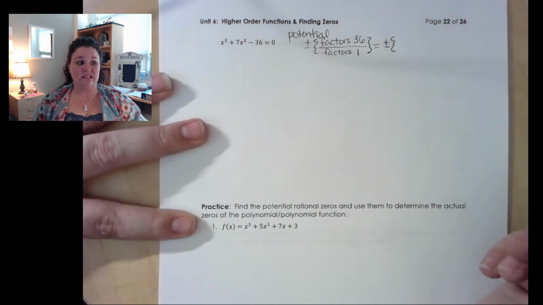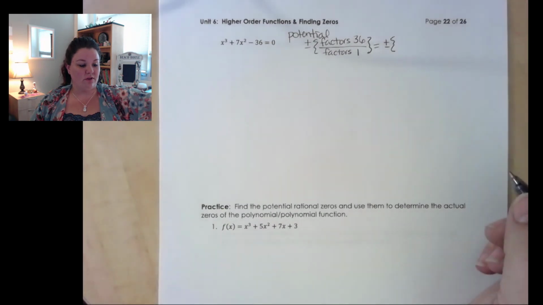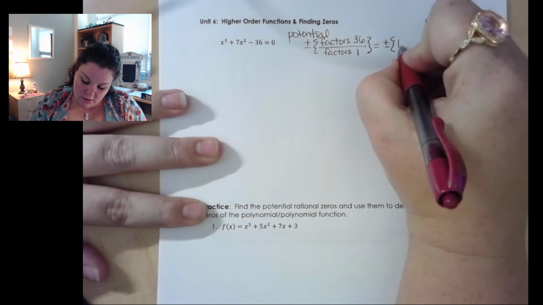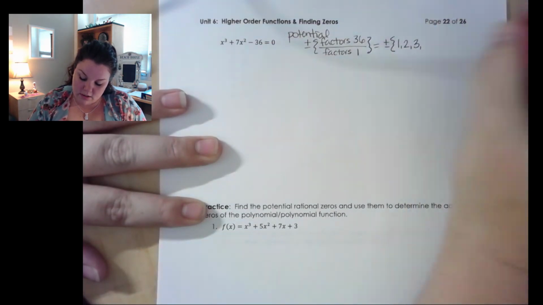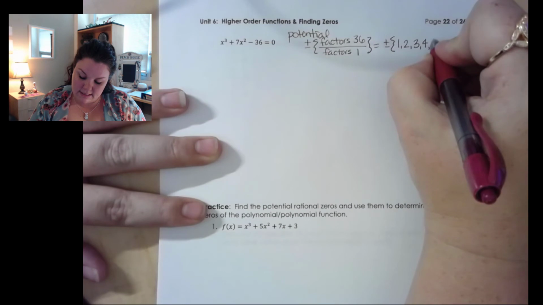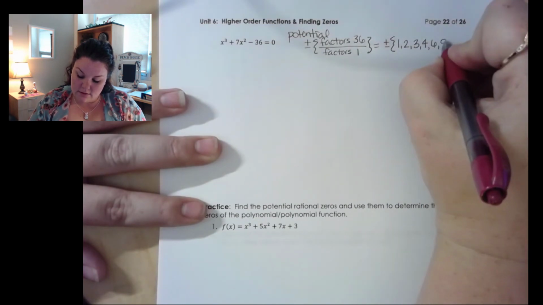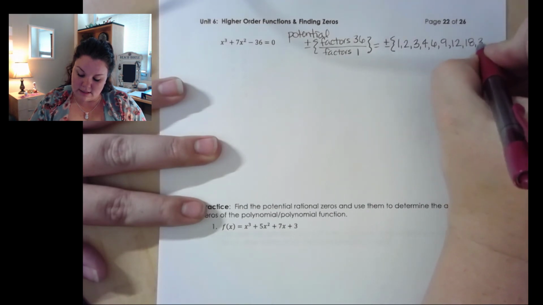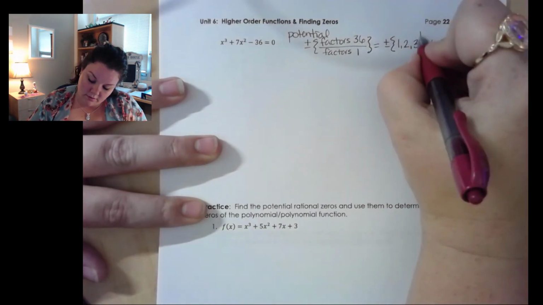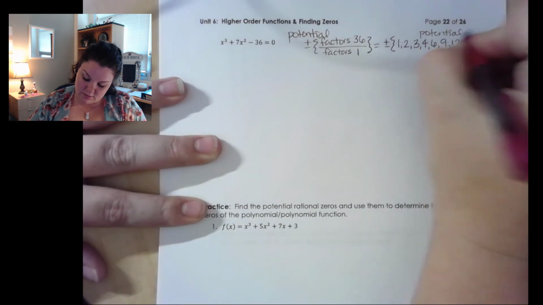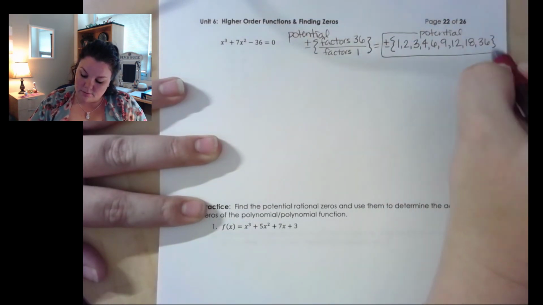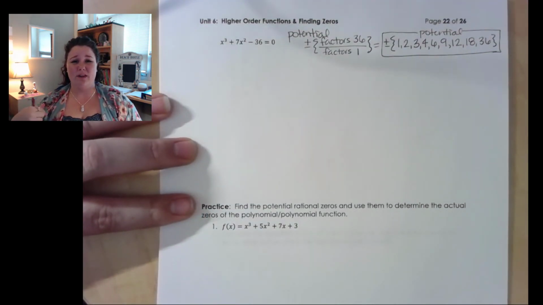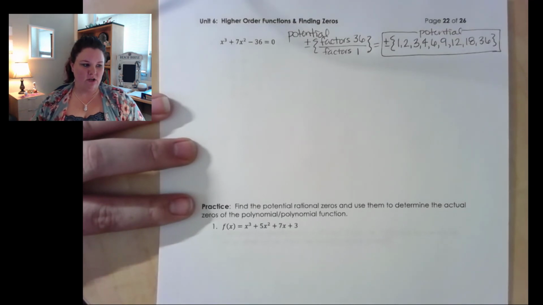So I'm going to go ahead and just list what all the factors of 36 are. Numbers that go into 36 would be 1, 2, 3, 4, 6, 9, 12, 18, and 36, right? So these are all of our potential zeros. These are all the rational numbers that we could take and start plugging into synthetic division until we find one that works, okay? So let's go ahead and start plugging some in.